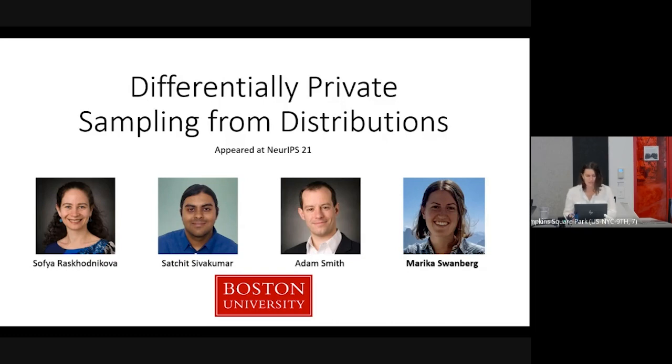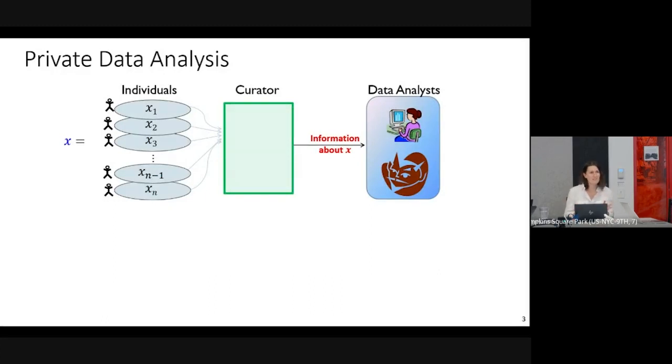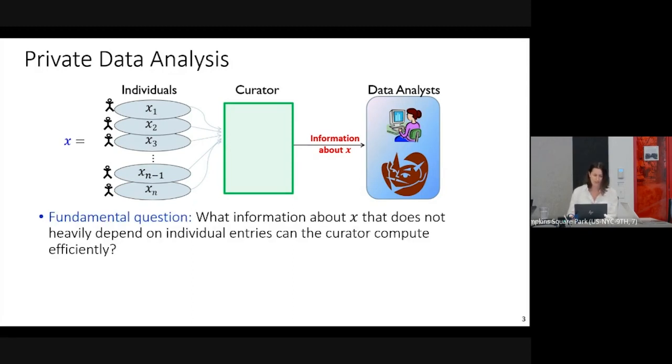All right, so let me just start by giving you some context in private data analysis. So we're imagining that we have a data set where each row contains data from an individual. All this data is sent to some central curator, and later, some data analysts want to learn information about the data set. And so in this area, there's a fundamental question, which is what information about the data set that doesn't heavily depend on individual entries can the curator compute efficiently?